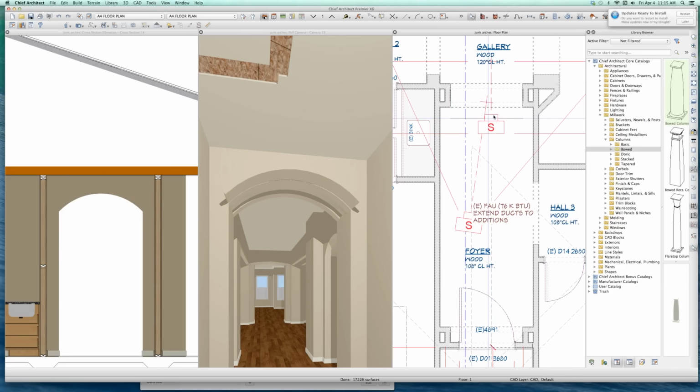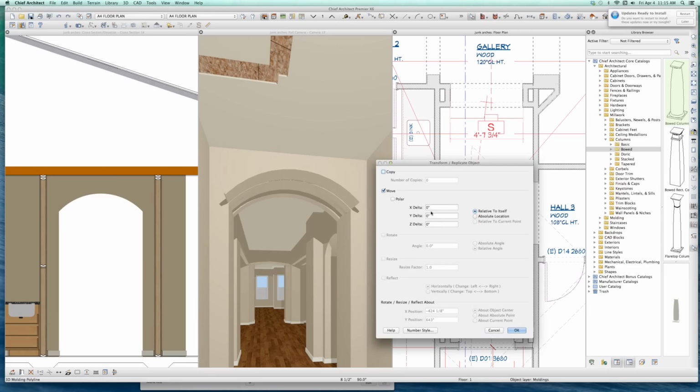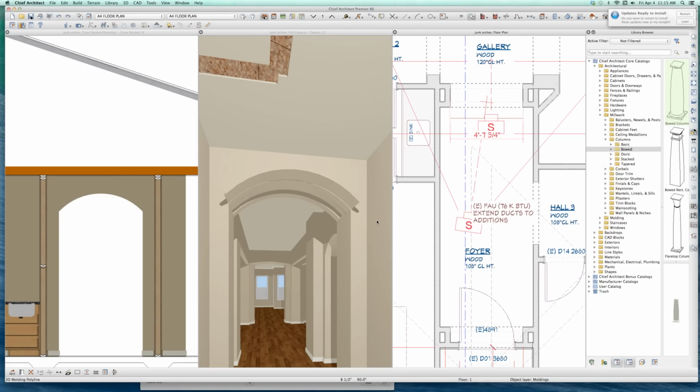Putzing around. Okay, there it is, right there. Now, how do I move this thing? Can I move it? How far do I move it? Do I move it with the transform replicate tool? I want to move it over 8.5 inches. Move it over 8.5. There it is. Not bad.